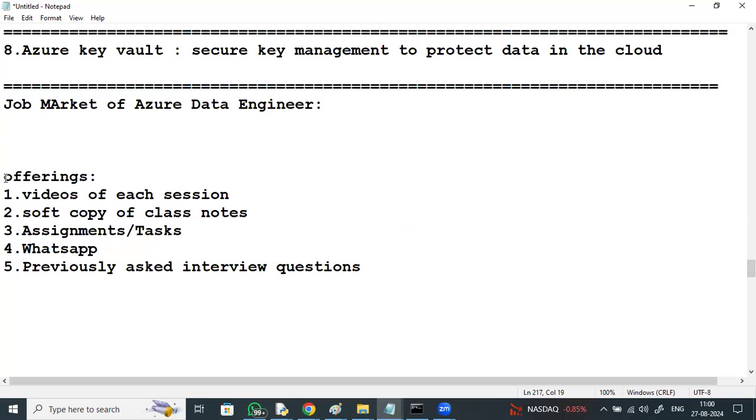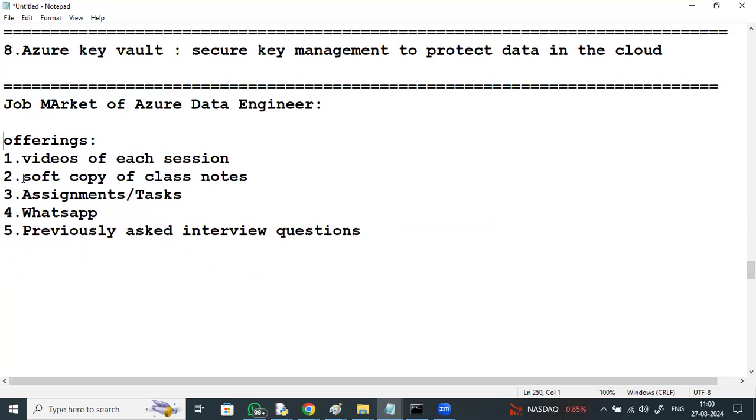You'll be getting the videos of each and every session, a soft copy of the class notes, assignments and tasks to work with, a WhatsApp group, and previously asked interview questions. The class runs for 10 days, starting with the first 10 days.